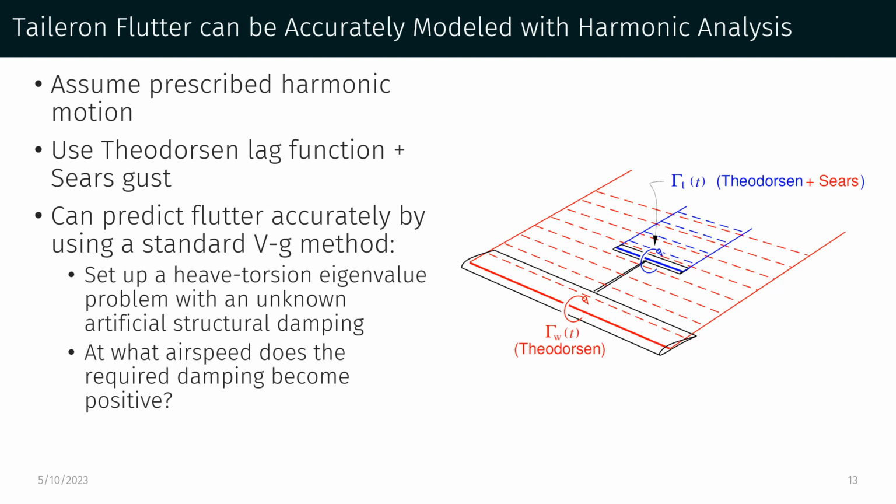The second failure mode, flutter, can also be accurately modeled with this 2D theory by extending it with a simple harmonic analysis. First we assume a prescribed harmonic motion here. We add Theodorsen lag functions and a series gust function to account for the unsteady effects here. And then we can predict flutter accurately using a standard V-g method. Basically that looks like setting up a heave torsion eigenvalue problem with some unknown structural damping g, and then essentially sweeping over airspeeds to figure out at what airspeed that required damping becomes positive.